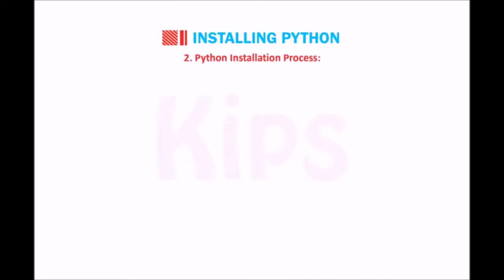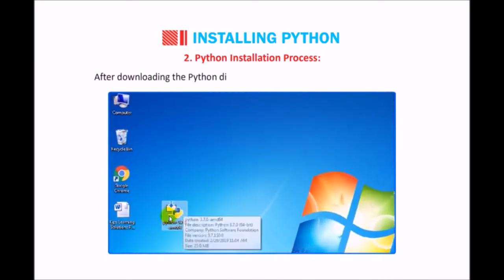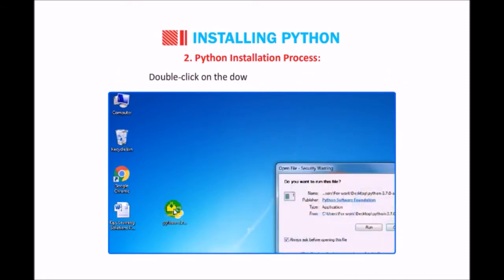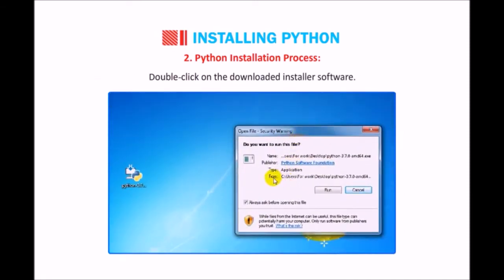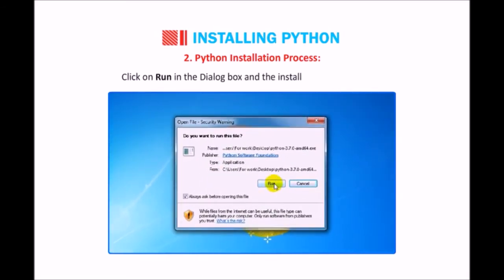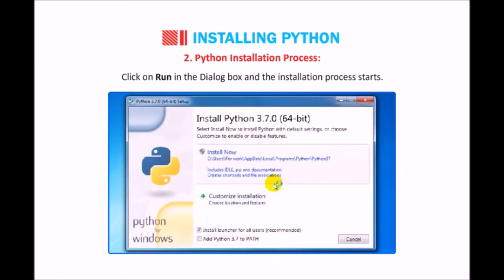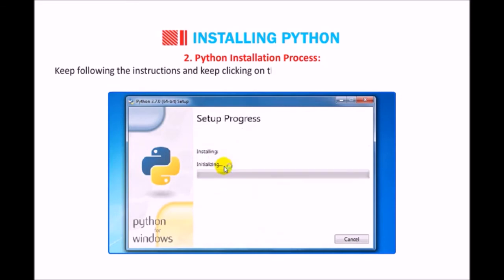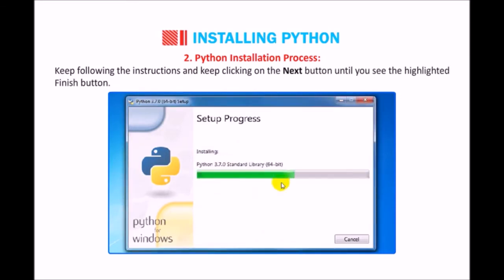Number 2. Python installation process. After downloading the Python distribution, all you need to do is to execute it. Double-click the downloaded installer software. Click on Run in the dialog box and the installation process starts. Keep following the instructions and keep clicking on the next button until you see the highlighted Finish button.